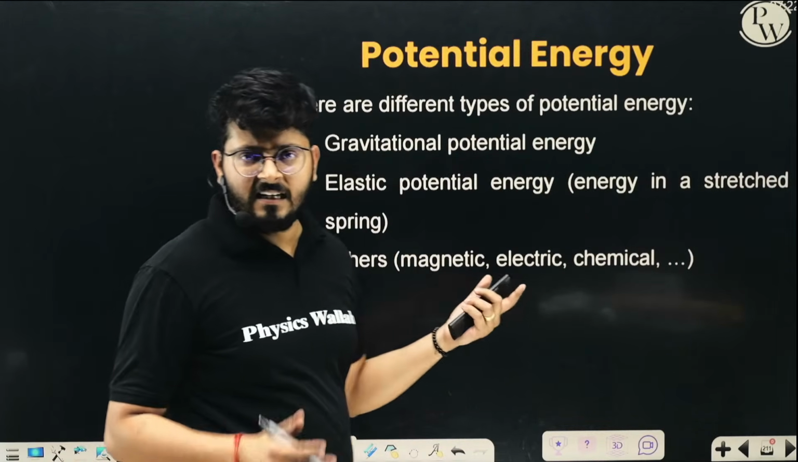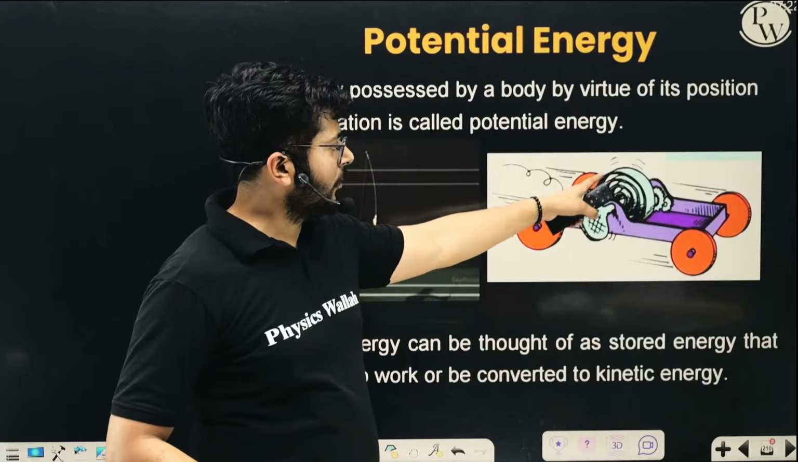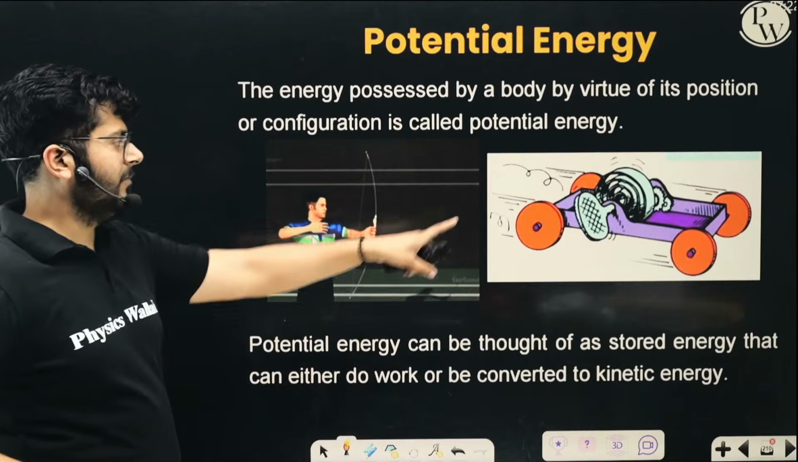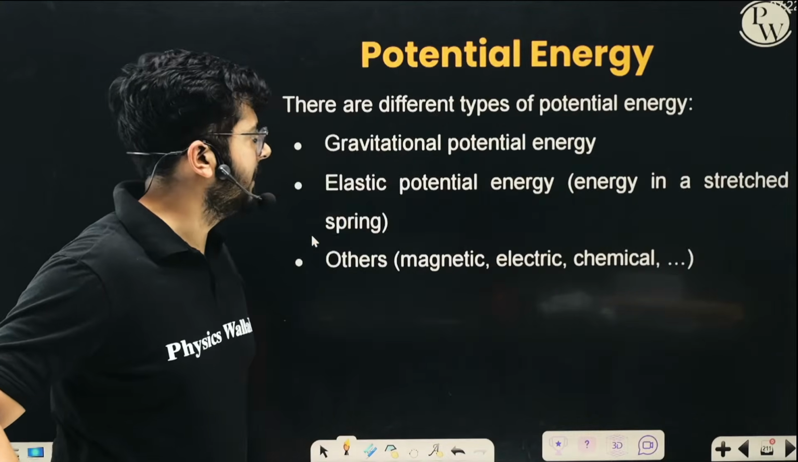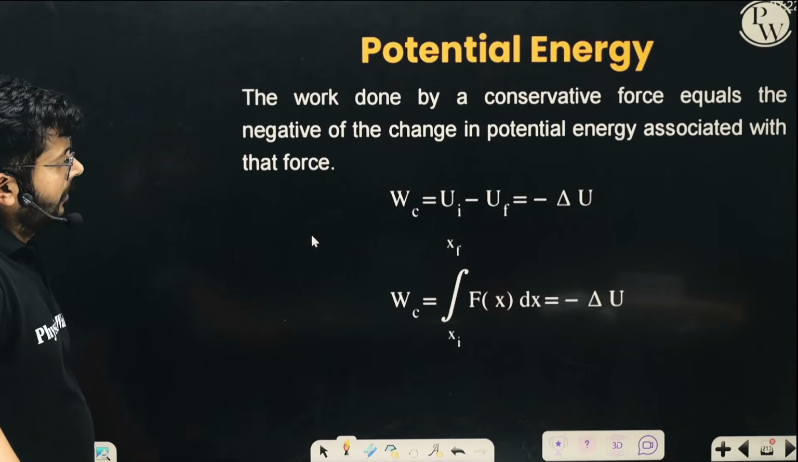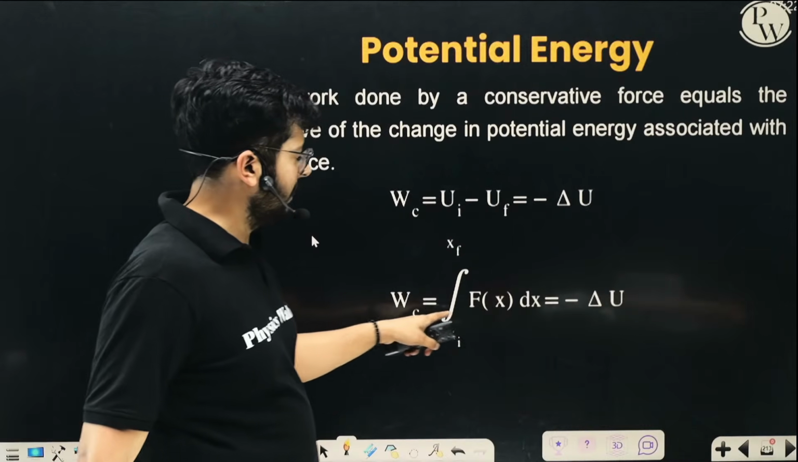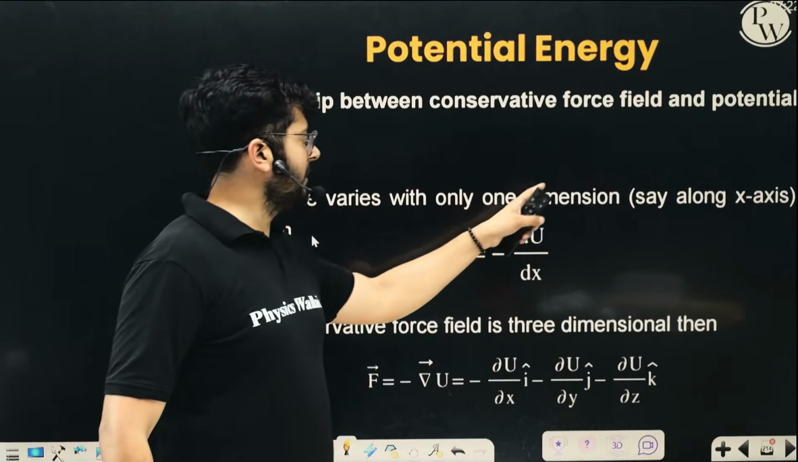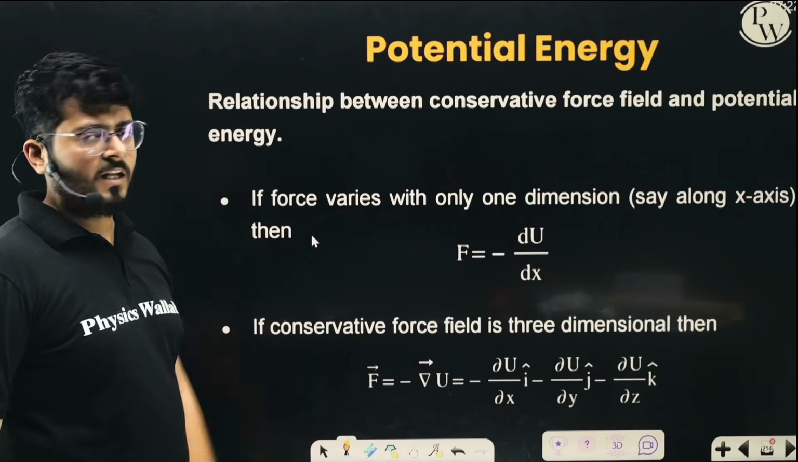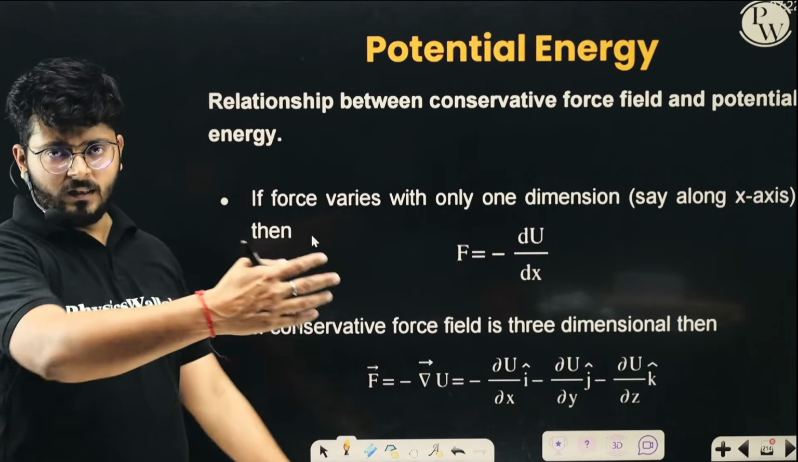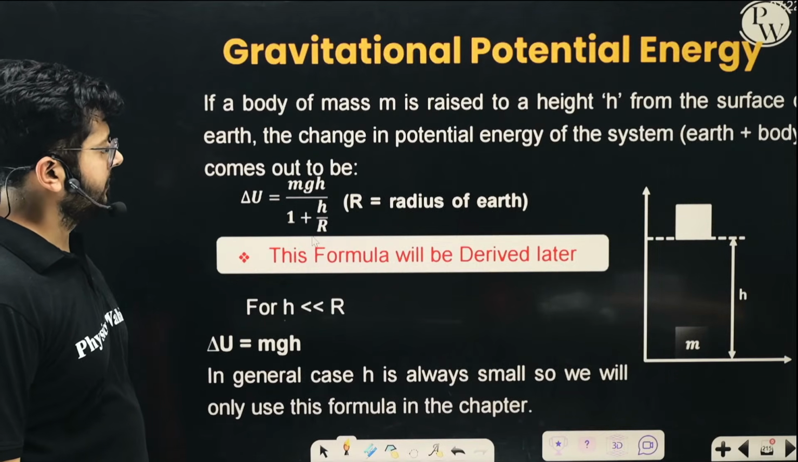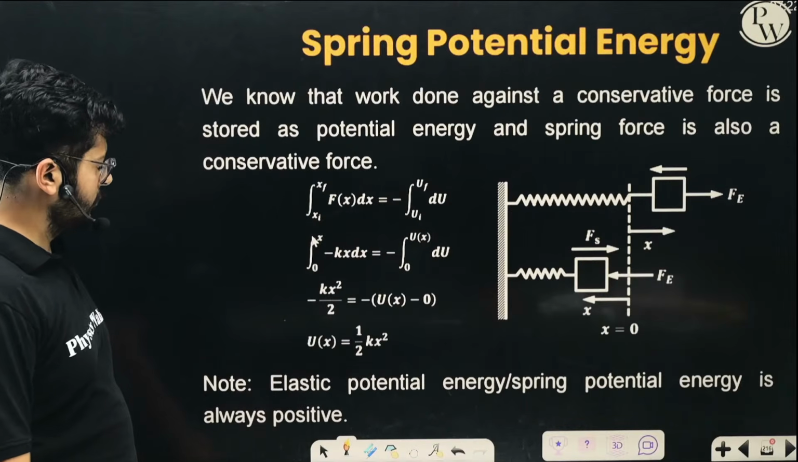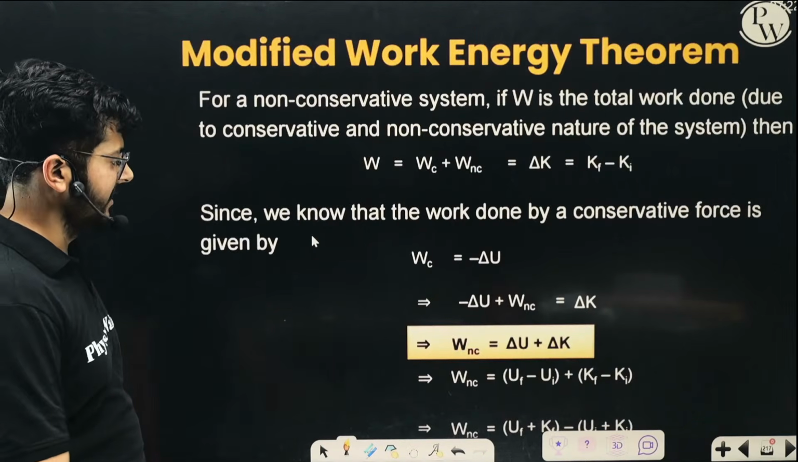Potential energy is the energy stored in the body. For example, these are the toys. When you use the key and store the energy, twist the key, some of the energy is stored in the spring of that particular thing, right? So potential energy is basically equal to the work that you have done, right? Okay. So if the force varies with one dimension, the force equals the negative rate of change of potential energy with x, right? Gravitational potential energy is there, mgh upon 1 plus h per R. That is something we'll be discussing in detail in the gravitation chapter.